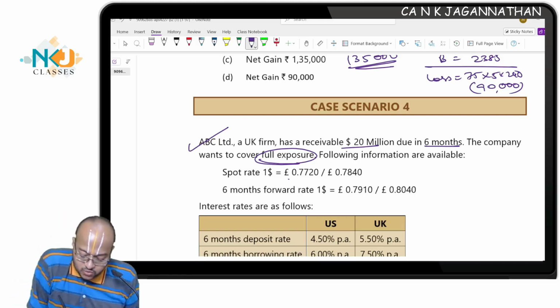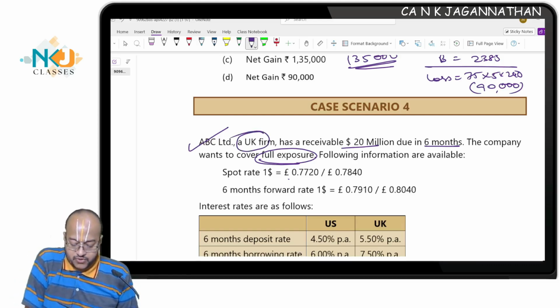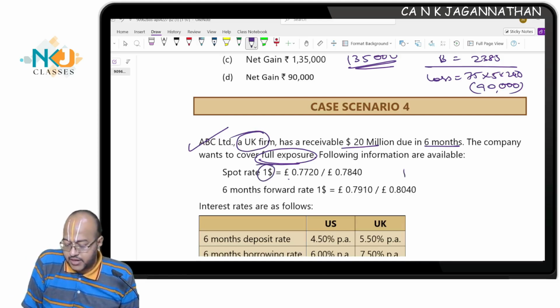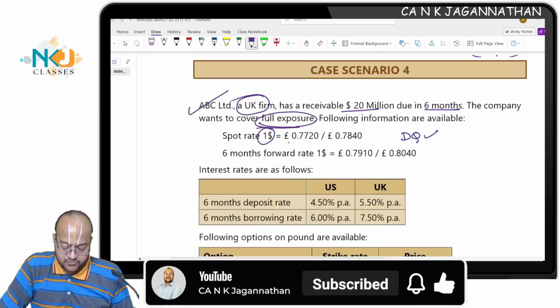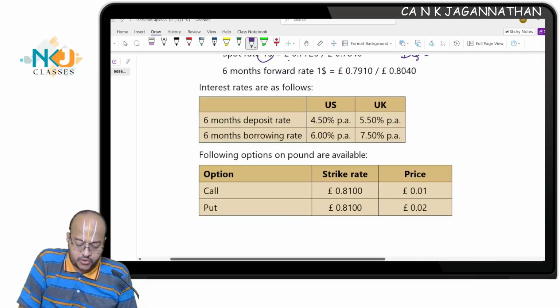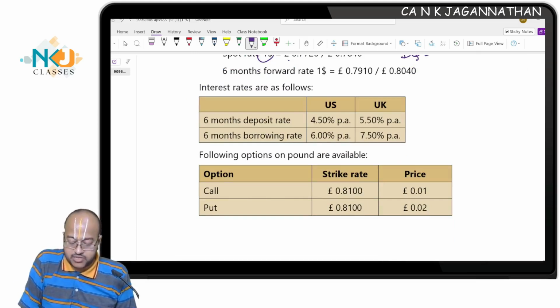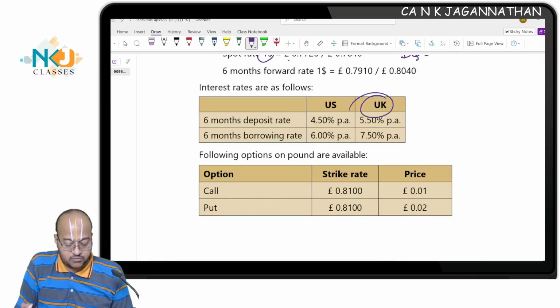Now, this is a UK based firm, and the quotation given for $1 is a direct quote. That you need to remember. Next, interest rates are as follows. They have given the interest rates also: the 6 months deposit rate and borrowing rate, the US deposit and borrowing rates, as well as the UK deposit and borrowing rates.